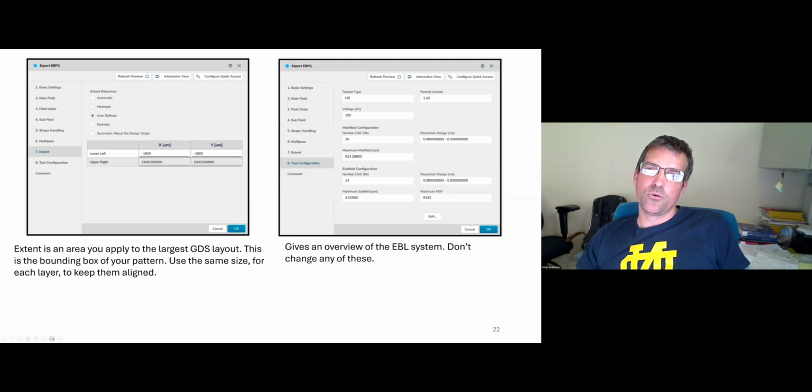Now the last tool is the tool configuration. You really don't have to change anything. I'm not even sure that maybe you cannot even change the values. Just leave it as it is.